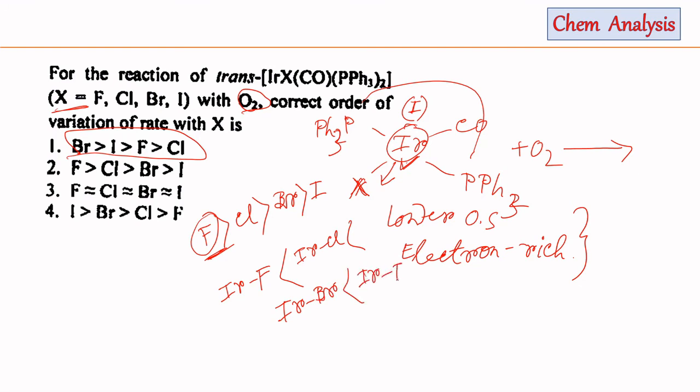Thus, as I said here, the higher the electron richness of the metal center, the higher will be the rate of oxidative addition. So the rate of reaction for these 4 complexes, that is for these 4 halides, will be: for iodine the rate will be highest, then bromine, then chlorine, then fluorine. It is mainly dependent on the electron density on the iridium center. So you can see that option number 4 is the correct answer.